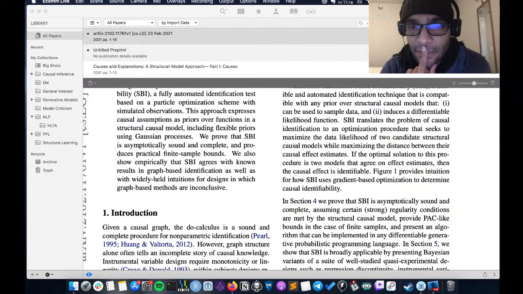SBI translates the problem of causal identification to an optimization procedure that seeks to maximize the data likelihood of 2 candidate structural causal models while maximizing the distance between their causal effect estimates.